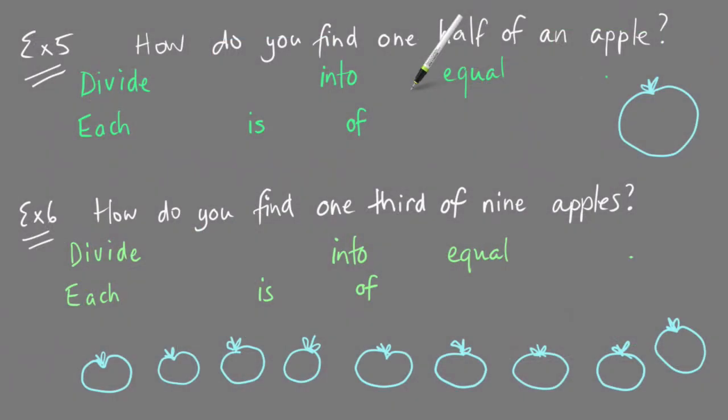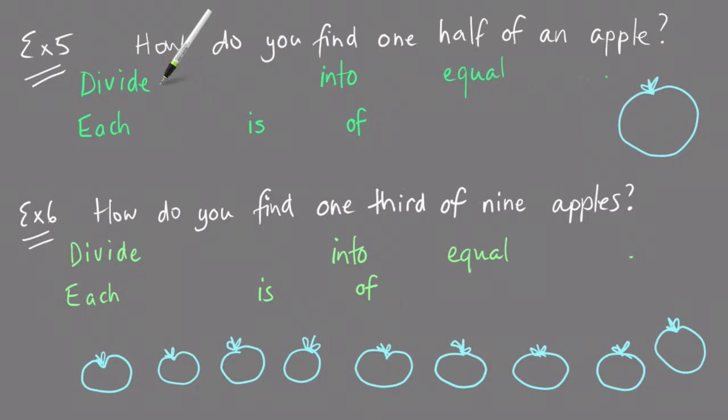Now, the 2 examples I'm going to show you are questions similar to what you're going to find on the exercise. So there'll be questions like these two. How do you find 1/2 of an apple? And how do you find 1/3 of 9 apples? And the way I want you to do these questions is like this. I want you to use these same green words.